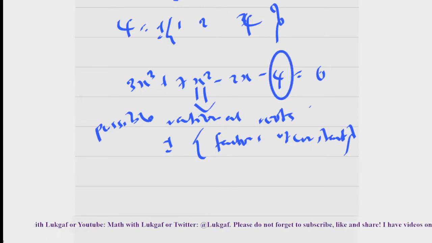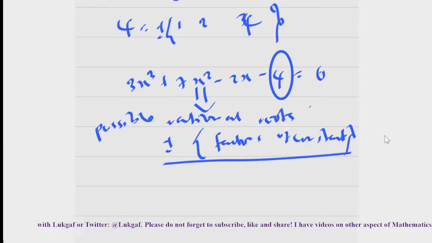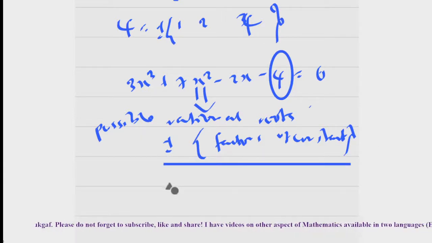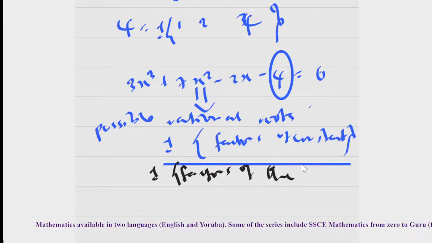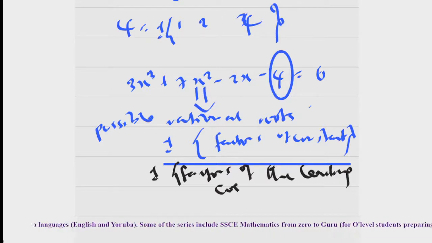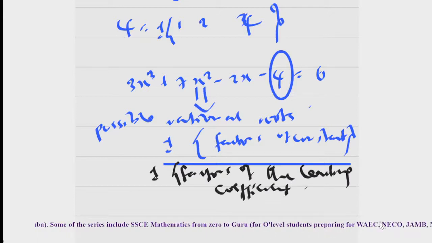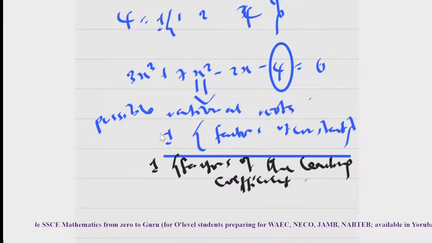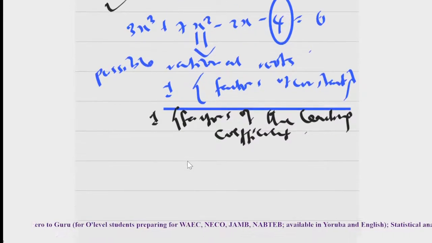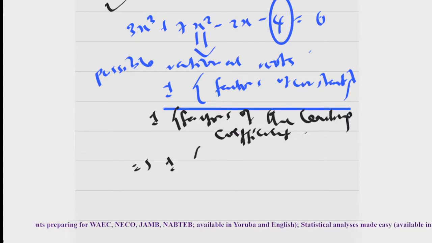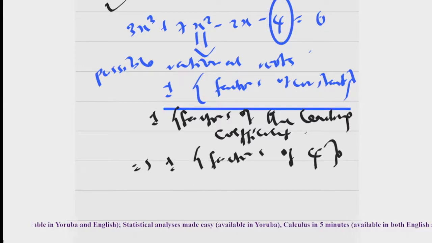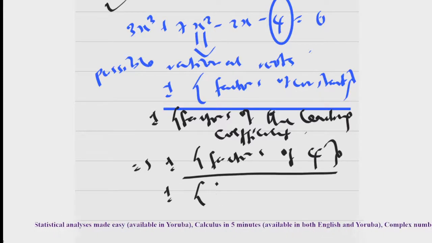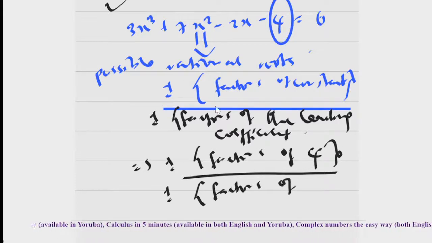I hope you understand what I'm trying to say. Then divided by plus or minus what? Plus or minus factors of the leading coefficient. In essence, if you want to know the possible rational roots in this equation, it's going to be plus or minus factors of, what is our constant here? Factors of 4, then divided by plus or minus factors of the leading coefficient, which is 3.